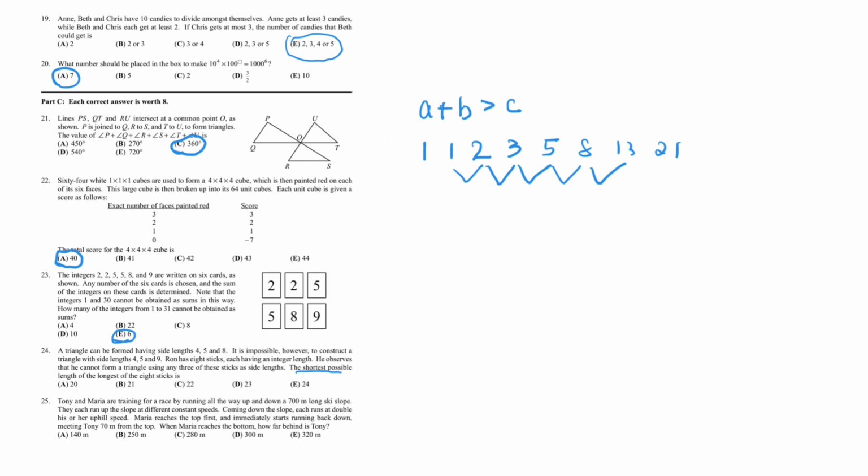With these 8 numbers, any 3 of them cannot form a triangle. So this is the shortest possible length for the 8 sticks. So the longest of these is the 21. Therefore, the answer of 24 is B, 21.